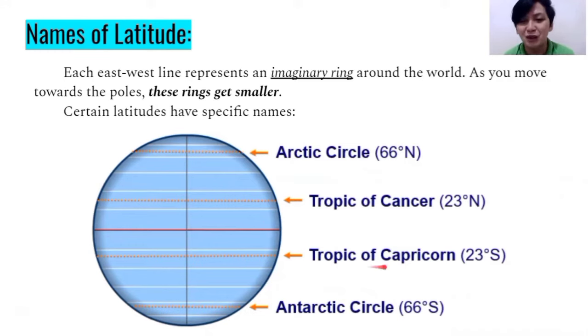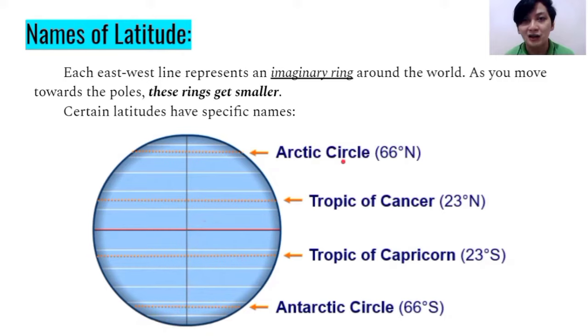And then we have Tropic of Capricorn at 20 degrees south here. That's why we have rainy and sunny season. They also have tropic climate. And then we have Antarctic Circle at 66 degrees south. So that's why they have a lot of ices over there. Okay, so those are the names of latitudes.